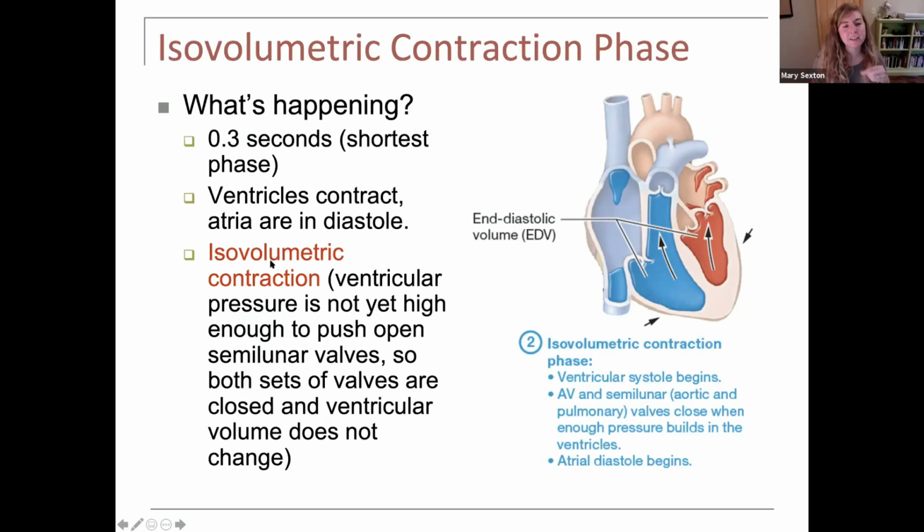Now, if we dissect the word isovolumetric, isovolumic means same volume, so it's contracting, but it's the same volume. We still have 130 in here, it's not going anywhere. And an isometric contraction you learned in the skeletal muscle lecture. Isometric contraction means that we're generating tension without actually shortening the muscle. So that's what's happening here. The ventricular pressure is not yet high enough to push open the semilunar valves, so both sets of valves are closed and ventricular volume does not change. That is isovolumetric contraction. It is the shortest phase.